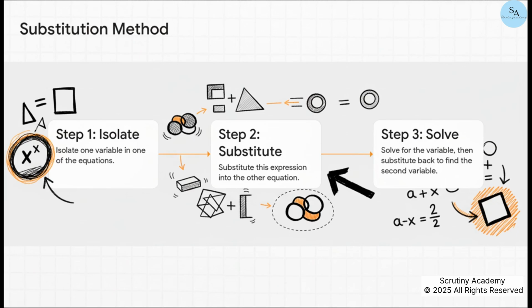So how does this whole swap thing actually work? Well, it's a pretty straightforward three-step game plan. First, you get one variable all by itself. Then you make the key move. You substitute that into the other equation. And finally, you just solve what's left. Want to see it in action?